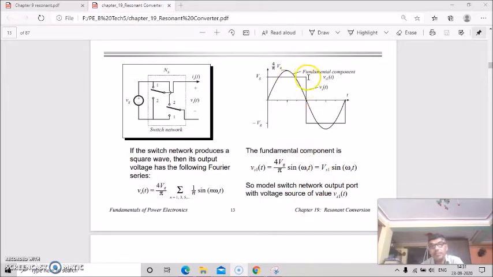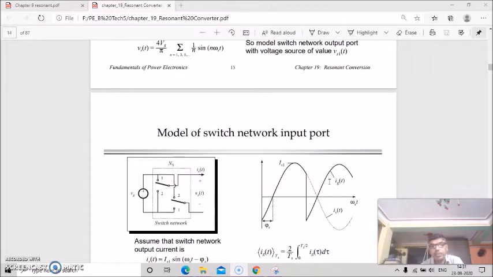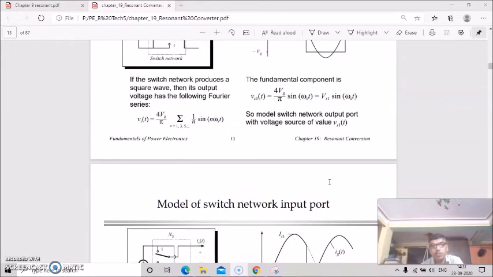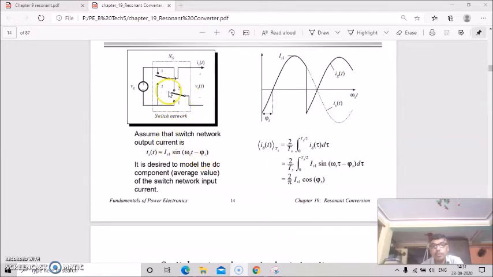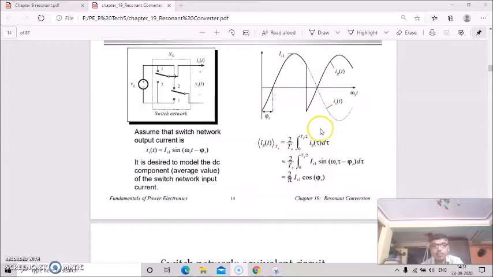Now model the switch network input port. This is the input port of the switch network. Assume the switch network output current is this, and it is desired to model the DC component, the average value, of the switch network input current. So this will be like this. These are the equations, and again this is the waveform.